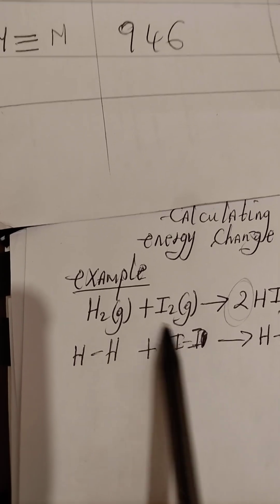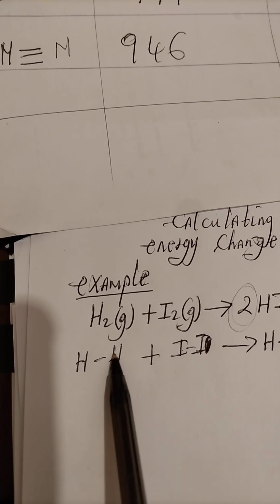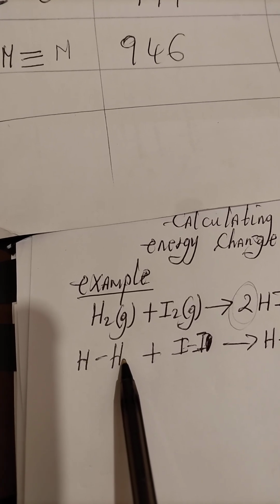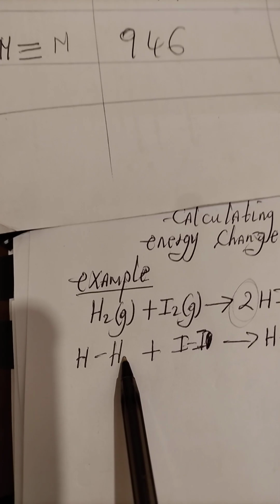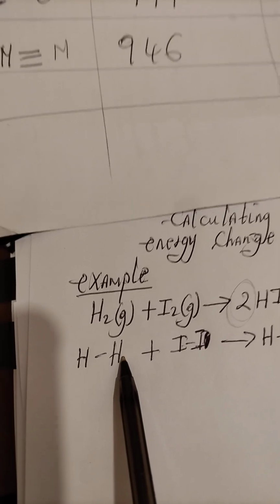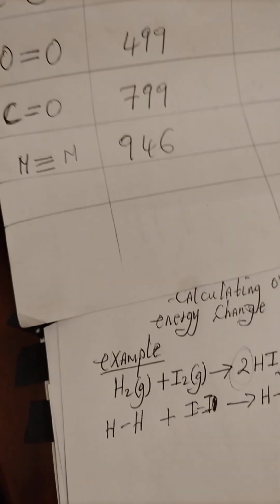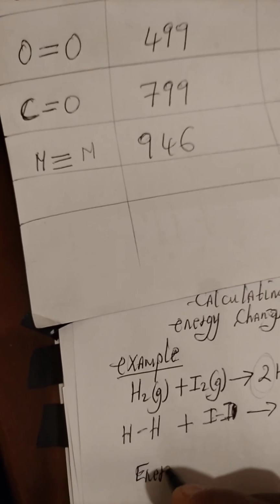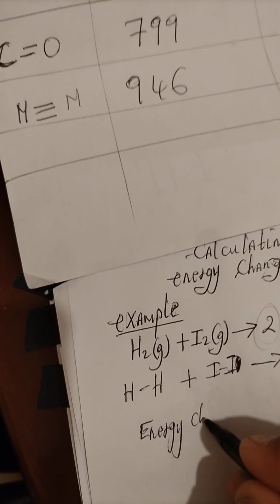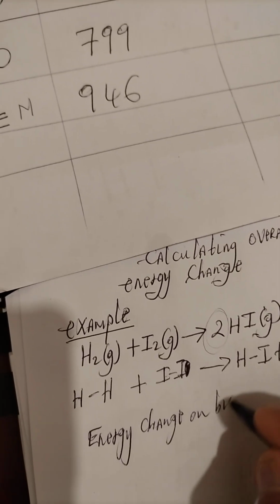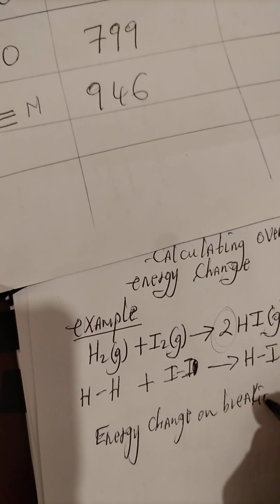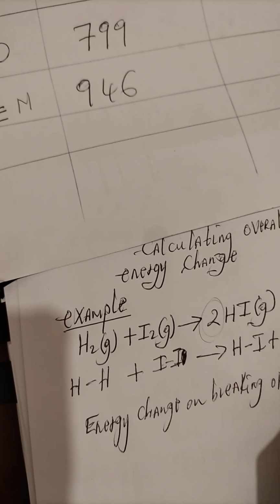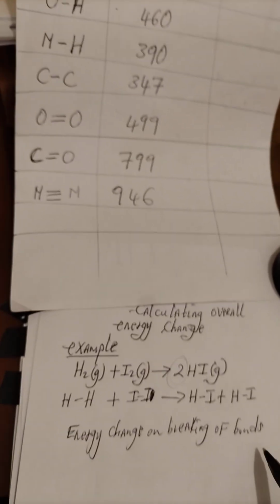Now, we come back here. We need to calculate the energy on the reactant side. So we need the energy change on the breaking of bonds. Then we write that down: energy required, energy change on breaking of bonds. Now remember, of course, these are old bonds, right?